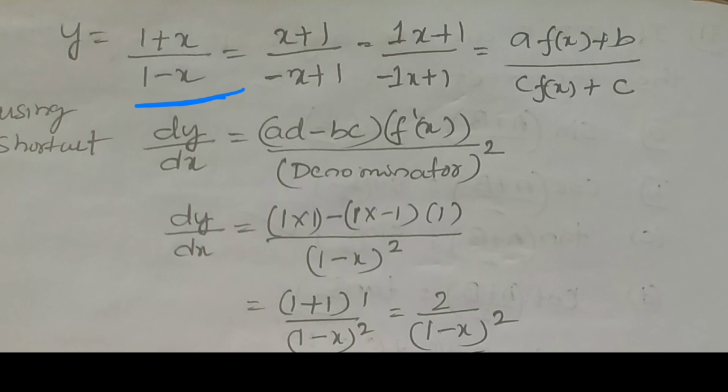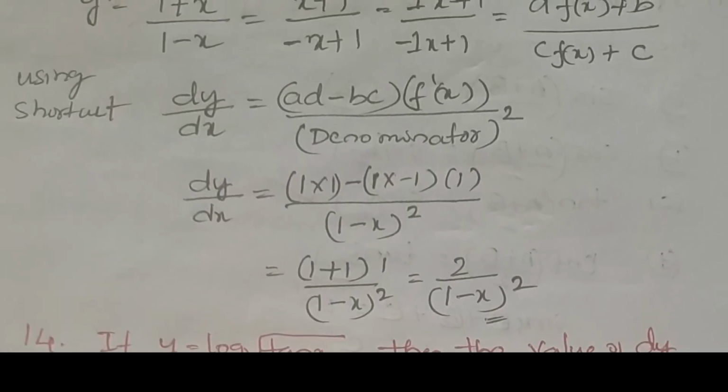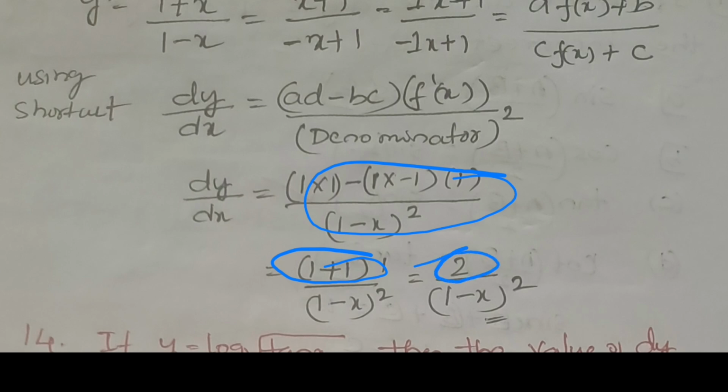The denominator is this square. If you simplify this, you will get (1 plus x) divided by (1 minus x) whole square. So 1 plus 1 gives 2, over (1 minus x) whole square. This will be the answer.